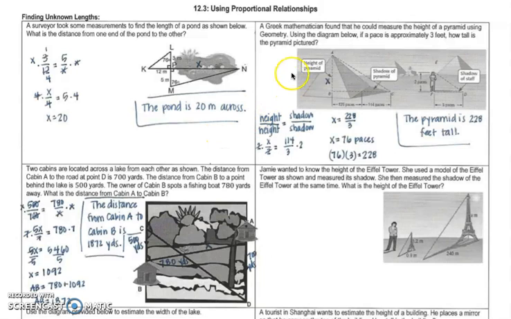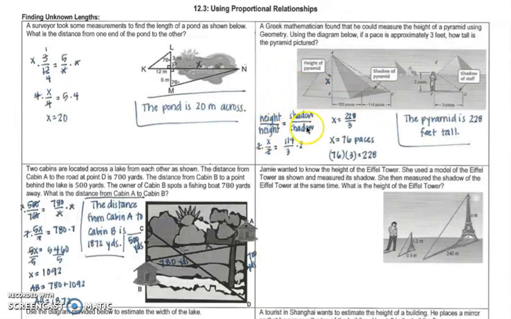The next one that I did is number 2. A Greek mathematician found you can measure the height of a pyramid using geometry. Using the diagram below, and given that a pace is approximately 3 feet, we're going to find out how tall the pyramid is. You were given 2 pieces of information in this diagram, 125 paces from the center of the pyramid to the end of the pyramid, and then 114 paces from the end of the pyramid to the end of its shadow. This 125 paces is irrelevant, so make sure you're only picking out the important information.